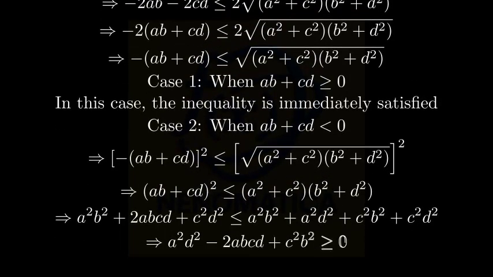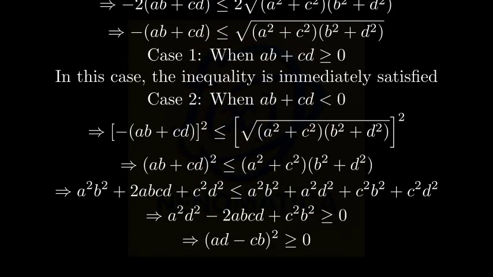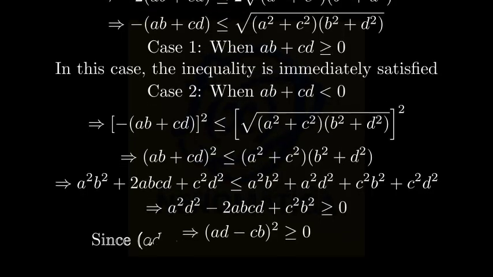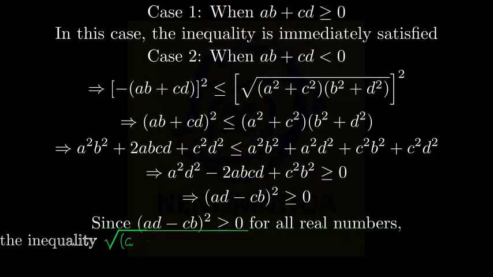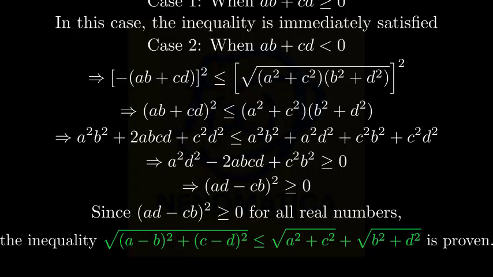Rearranging, we need to show that a squared d squared minus 2abcd plus c squared b squared is greater than or equal to 0. This can be rewritten as (ad minus cb) squared. Since any squared real number is always greater than or equal to 0, we've proven that the inequality holds in case 2 as well. Therefore, the original inequality is always true for all real numbers a, b, c, and d.